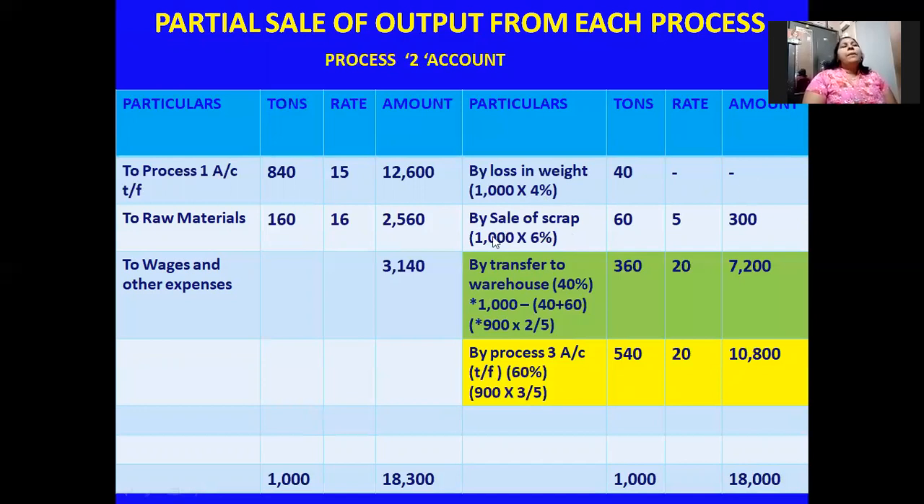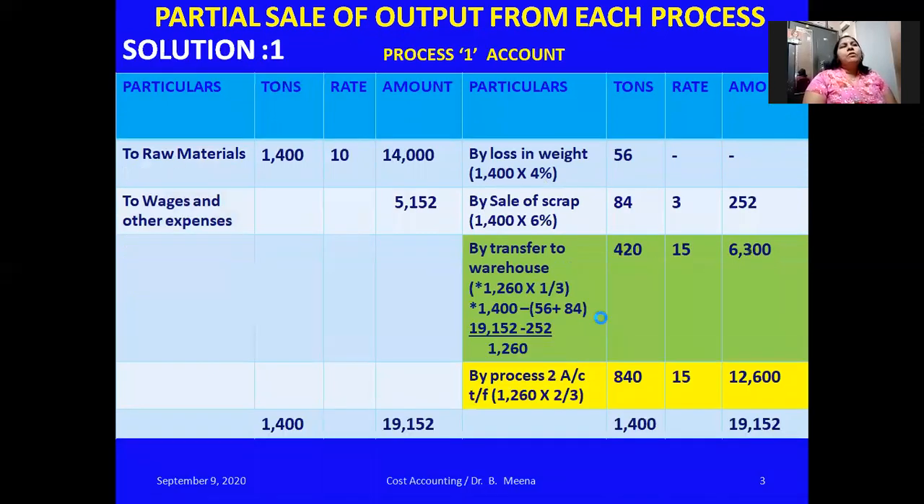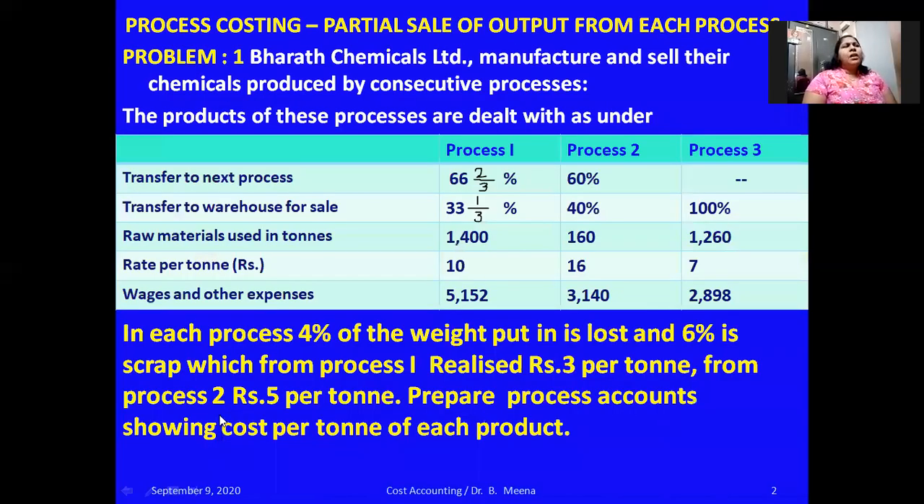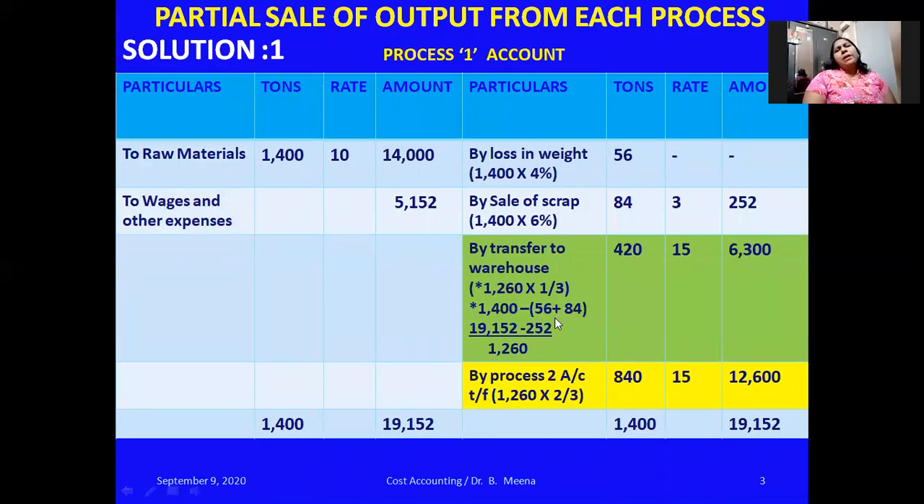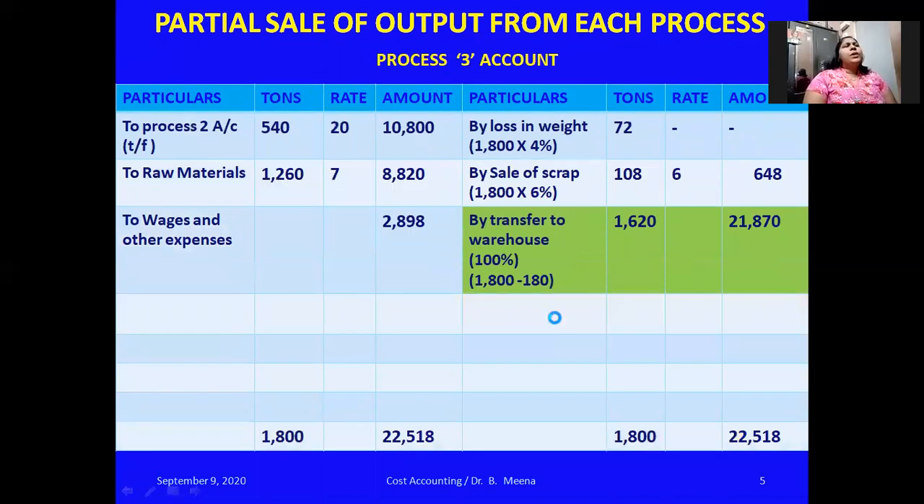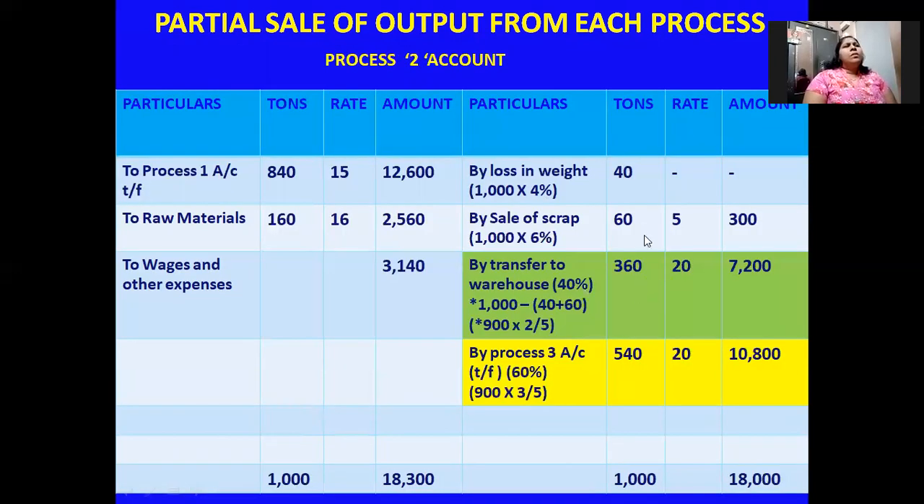By sale of scrap, out of 1,000, 6%. So 60 I'm getting. The scrap value given for process 2 is 5 per ton. So 5 per ton I mentioned over here. So 60 into 5, 300. So I finished both the loss in weight and the sale of scrap.